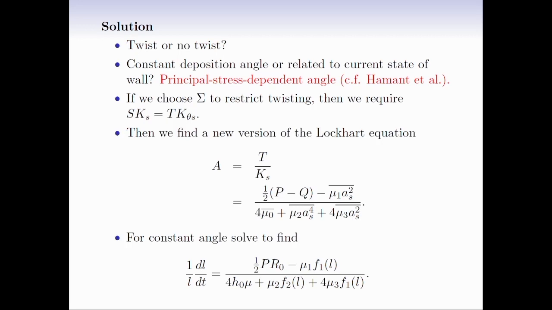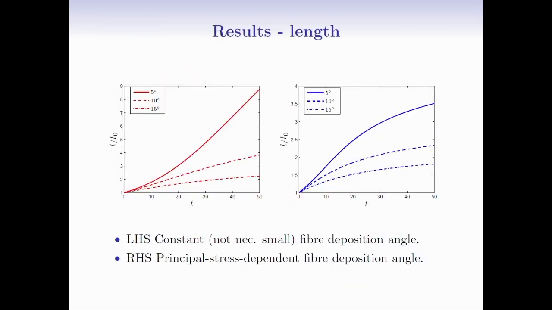If you choose your sigma so that it doesn't allow twisting at all, then you can get a nice closed form of your Lockhart equation. If you do it for constant angle, in fact, by using characteristics, you can work out a really nice closed form of a Lockhart type equation, which gives you some confidence in your numerics that I'm going to show you very, very briefly.